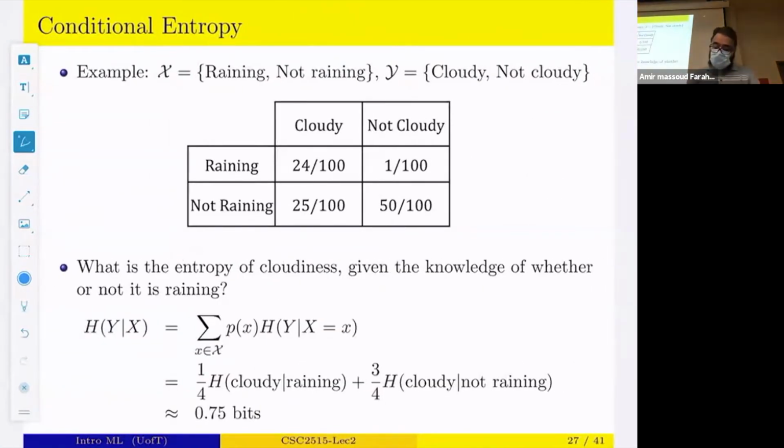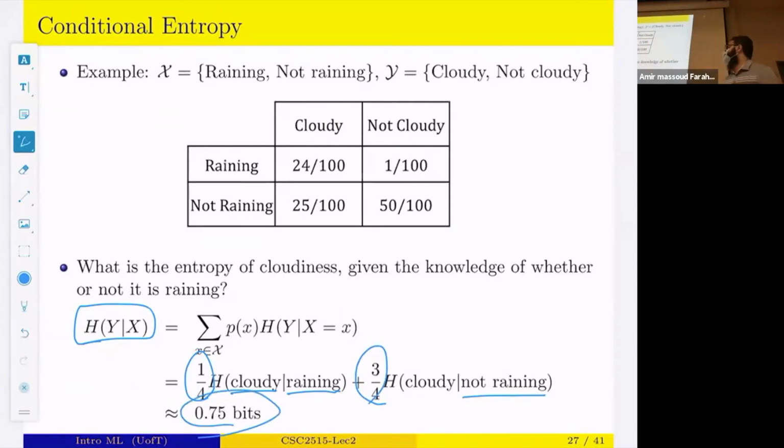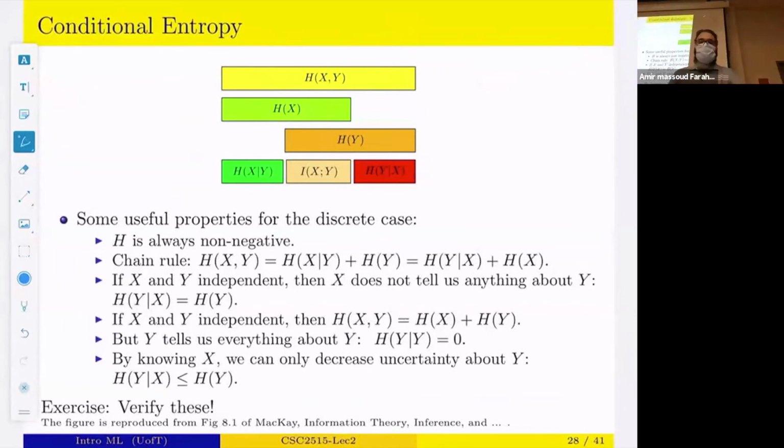So here, we want to compute H of Y, the entropy of cloudiness, given the knowledge of whether or not it is raining. In order to compute it, first we need to compute the probability of being cloudy conditioned on raining and on not raining. And then we consider the probability of each of the P of X's, which we can compute from this table. And then the result is 0.75 if you do it. Okay.